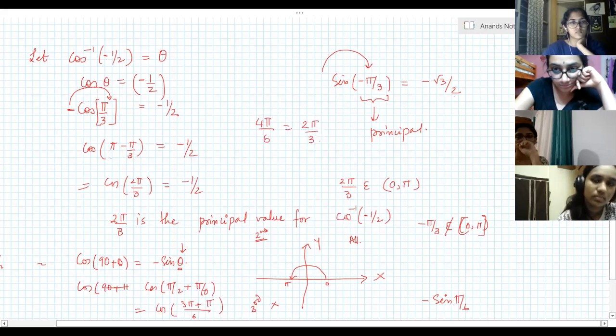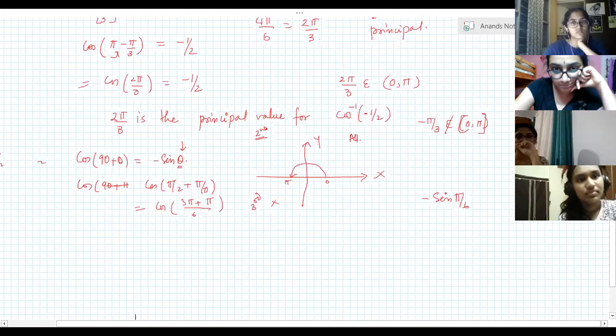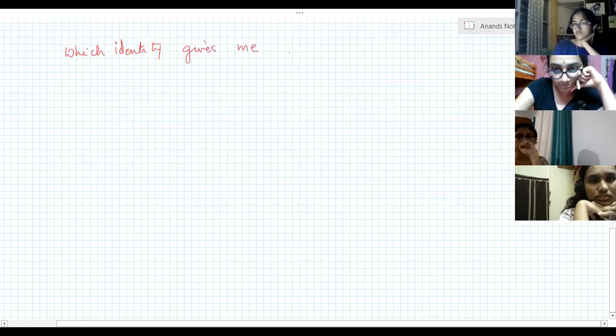So you can do it in this way, or you can use the commonsensical way. You can find out, cos theta is equal to minus half means what? It can be in the second quadrant or third quadrant. How will you get it? By using the identity. Are you following this, guys? Which identity gives me cos theta as a negative value in the second quadrant?